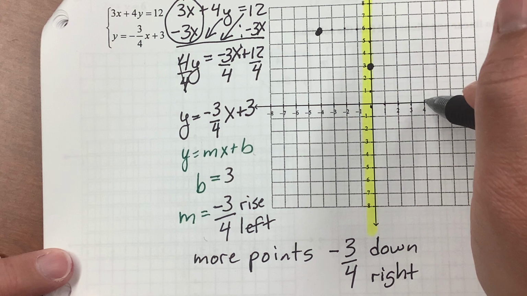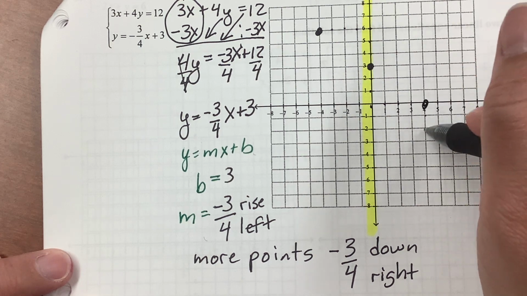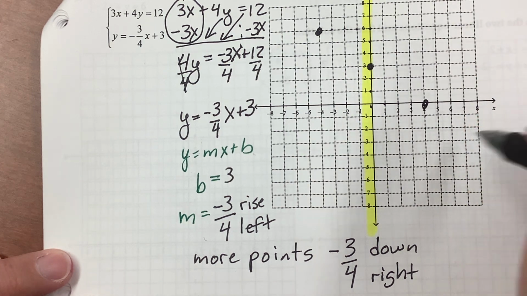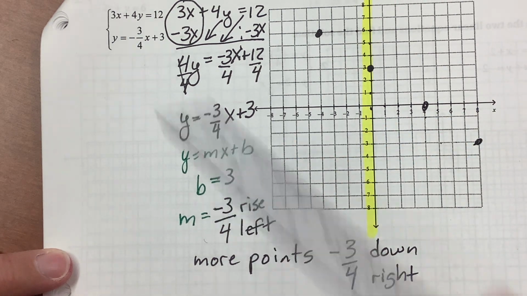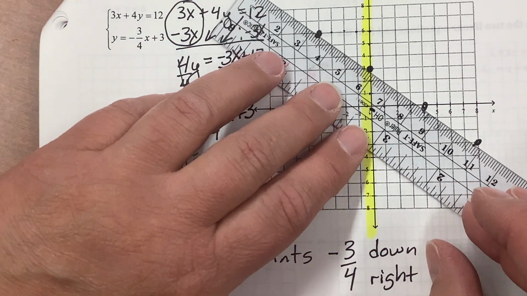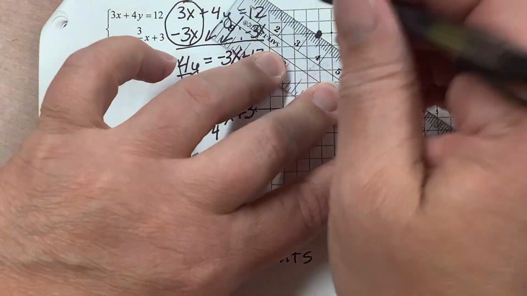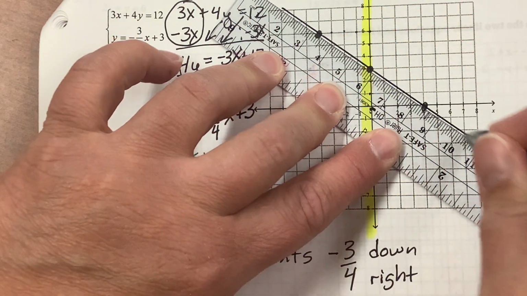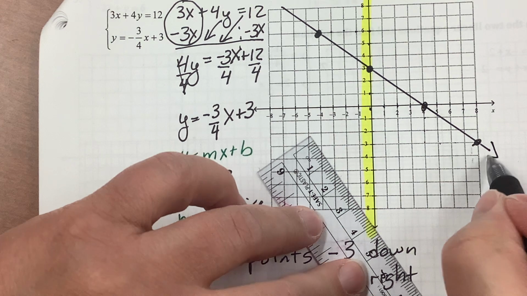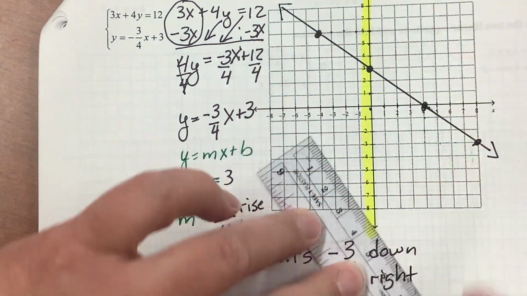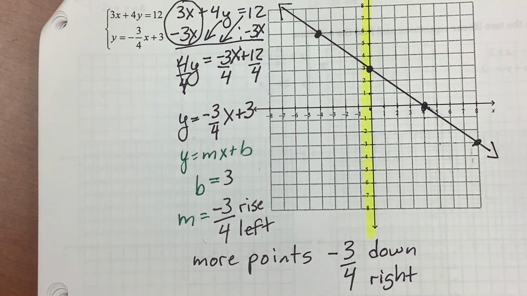1, 2, 3, 4. Down 3, 1, 2, 3, right, 1, 2, 3. And there's all my points all the way across the grid. So connect the dots and graph your line on the grid. Here we go. Arrows. And let's look at that.